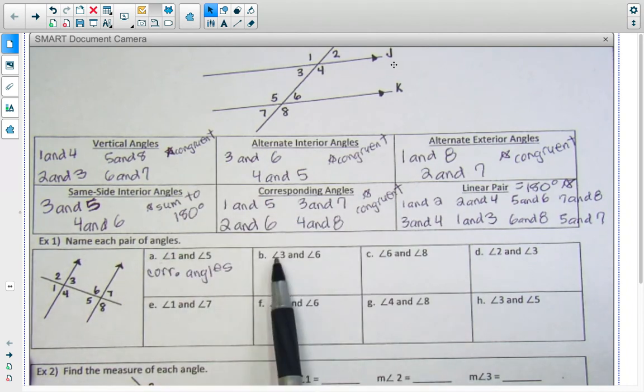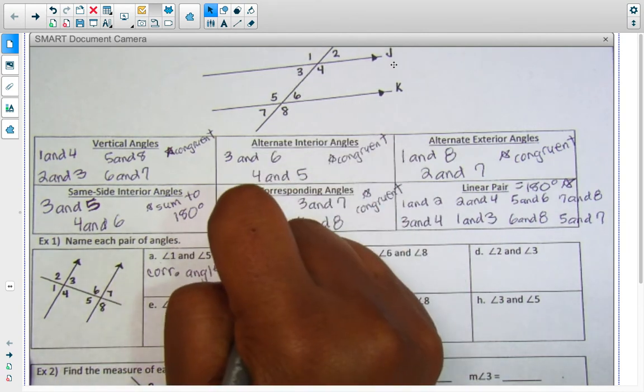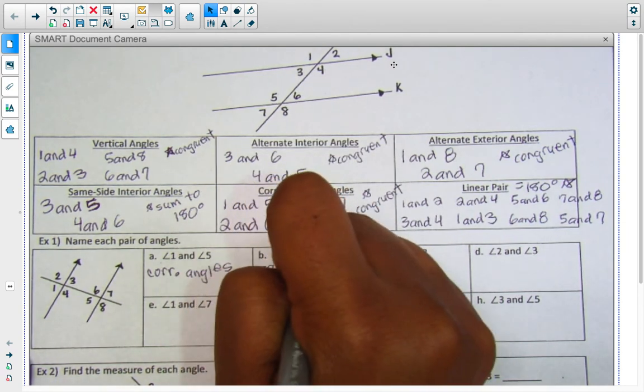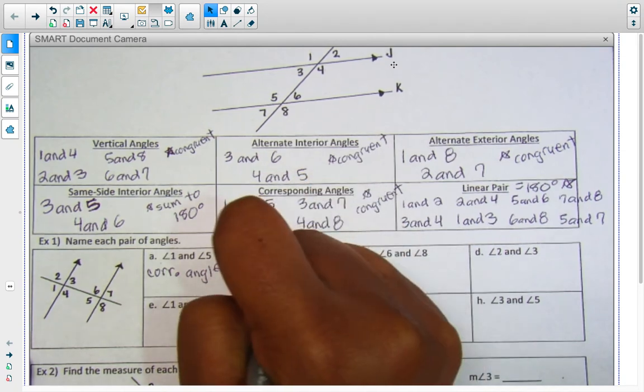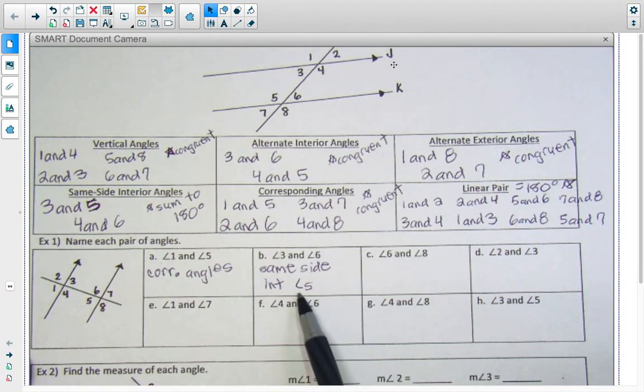All right, angle 3 and angle 6. Here's 3 and here's 6. They're inside angles, so interior angles, and they're on the same side. So these are same side interior angles. Same side interior angles. And this is my symbol for angles. Okay, and you can see it up there as well. So same side interior angles.